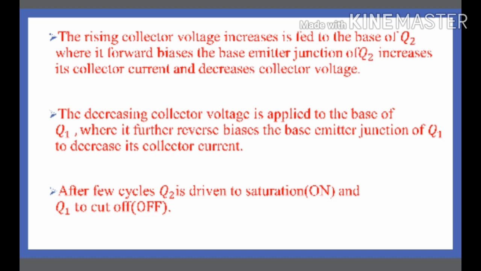If you have any doubt, see the image one more time. At that time you will understand the working mechanism.